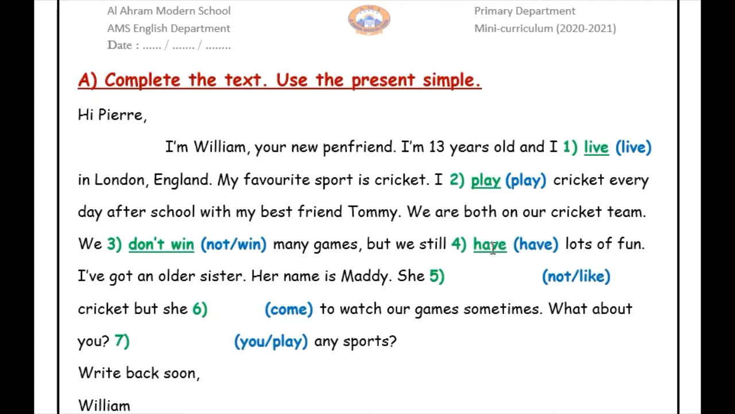I've got an older sister. Her name is Maddie. She likes cricket. Again, pay attention. It has to be a negative sentence. That's correct. She doesn't like cricket, but she comes to watch our games sometimes.